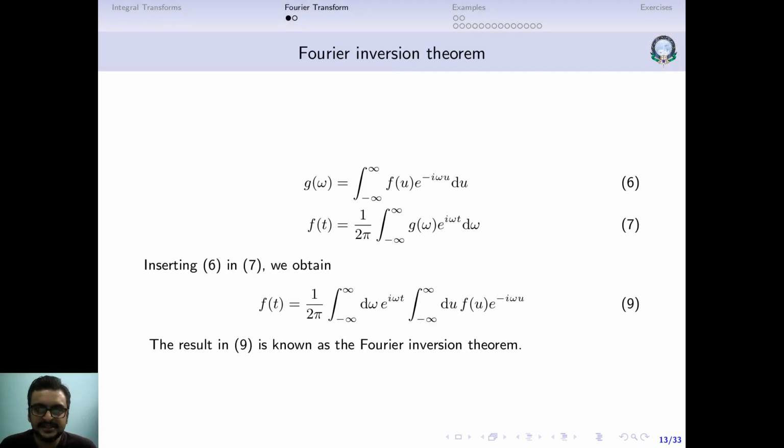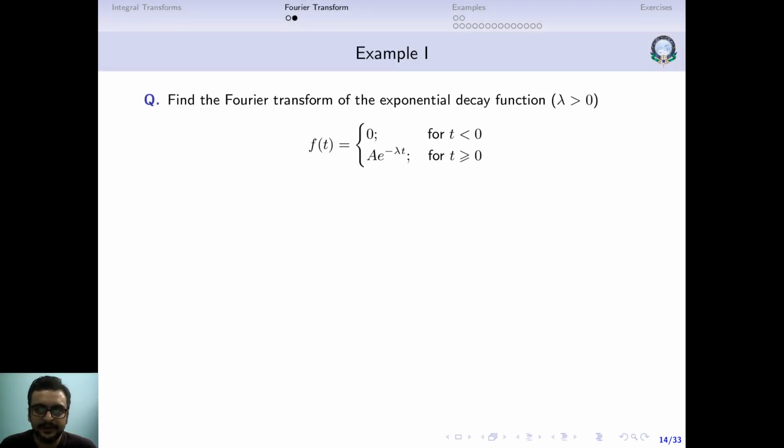Okay, so now let's solve a problem here. The first problem is of an exponential decay function. Let us say I have a function which looks like this: F of t is equal to 0 for negative values of t, and for positive values of t it will be a e to the power minus lambda t, where lambda is some constant.